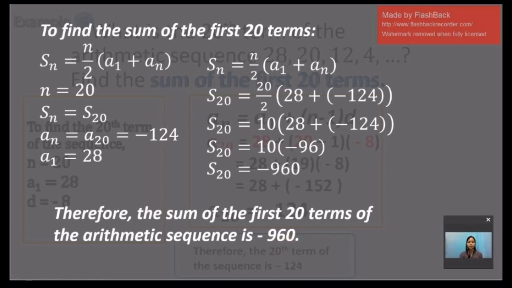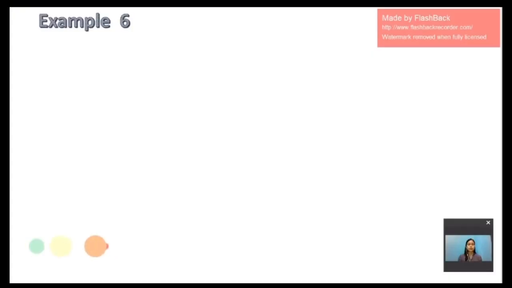So did you get the same answer? So this will answer the second question. What is the sum of the first 20 terms? And that is negative 960. Example number 6.